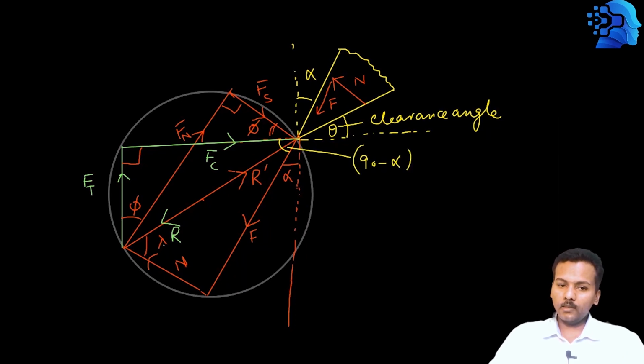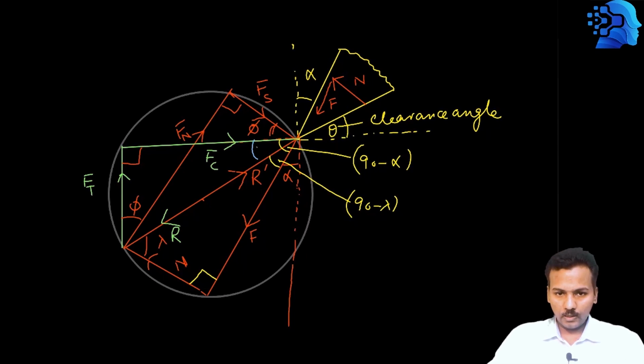This angle is lambda, therefore this angle is 90 minus lambda. Total this angle is 90 minus alpha, this angle is 90 minus lambda. So this much of the angle will be lambda minus alpha. Now we want to calculate the relationship between the force Fc in terms of Fs and Fn.